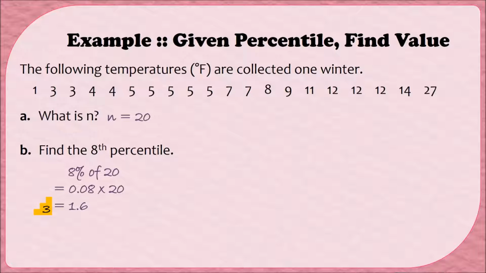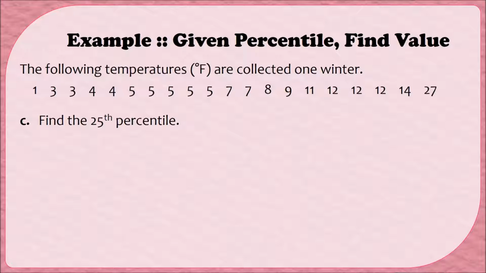Since my answer was a decimal in step 2, for step 3, I'm going to need to round that up to the next whole number. So here that'll be a 2. And that 1.6 is telling me that my 8th percentile will be the second number in my list. So I'm going to start counting from the beginning, and I count 1, 2, and that means that second number, the 3, is going to be my 8th percentile. In other words, 3 is greater than 8% of the values. So the 8th percentile of this data set is 3 degrees Fahrenheit. Let's do a few more examples so we can feel more comfortable with this method.